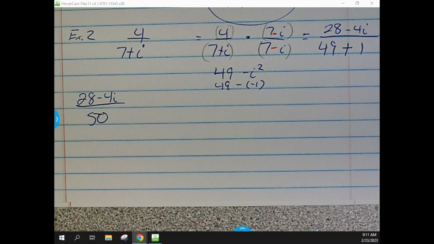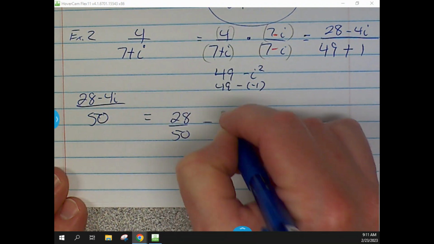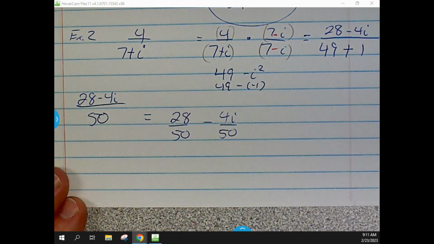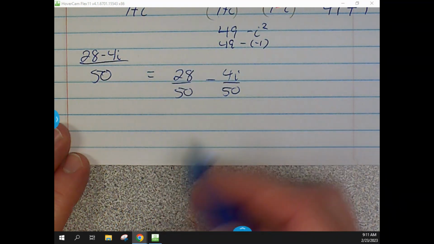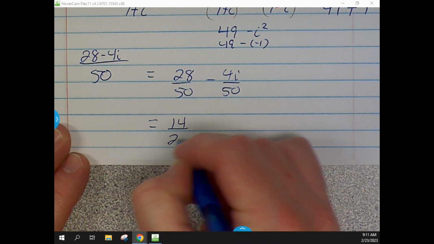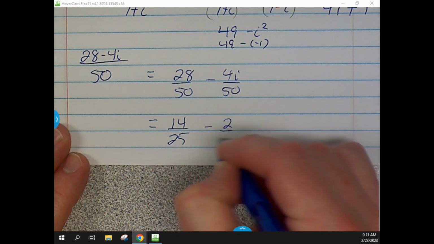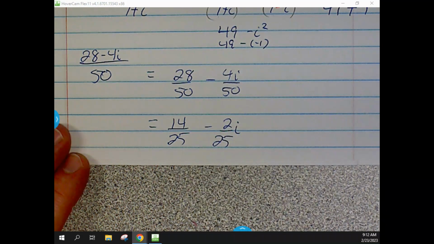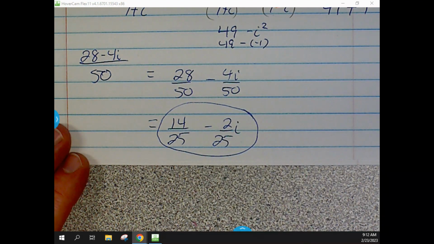Now, this is one of those where if you leave this answer like this, it's going to be wrong, because if you think about splitting this thing up, and this is what you want to do, if we've got 28 over 50 and 4i over 50, if you do it that way, then you can see, oh yeah, I can simplify because I can divide both of these numbers by 2 to make that 14 over 25. I can divide both of those numbers by 2 and make it 2 over 25. So for that problem, to me, that's a little bit better answer the way it's set up there.